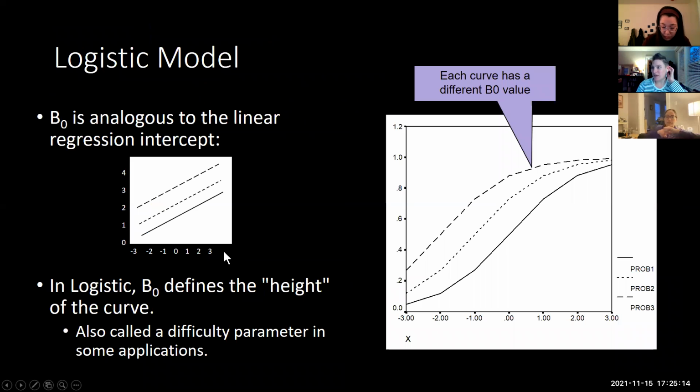Okay, so b0 is just like the linear regression intercept. So the linear regression intercept here is about at 1. And here is the same idea. It's just that this curve is not straight. It's a logit curve. So b0 defines the height of the curve.